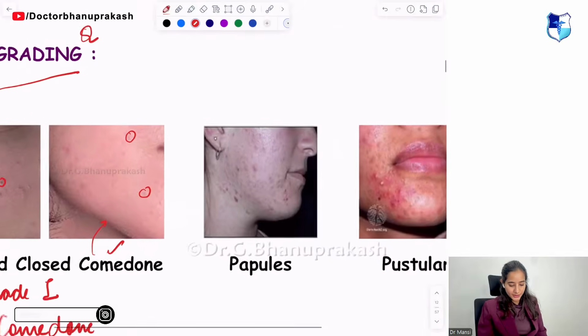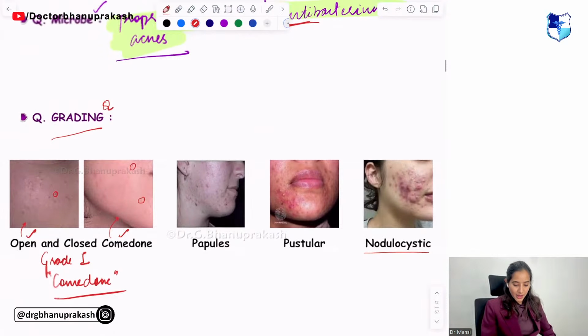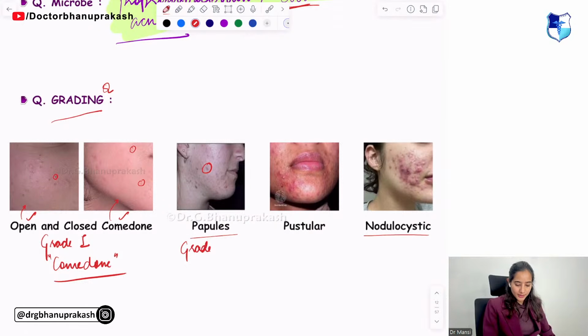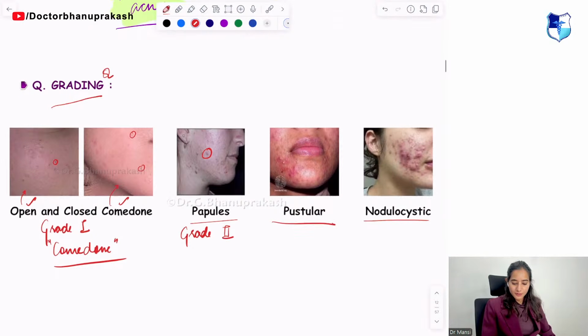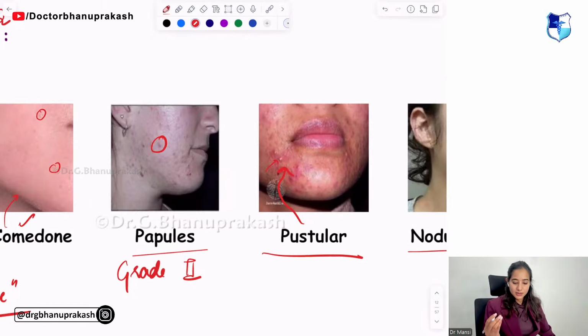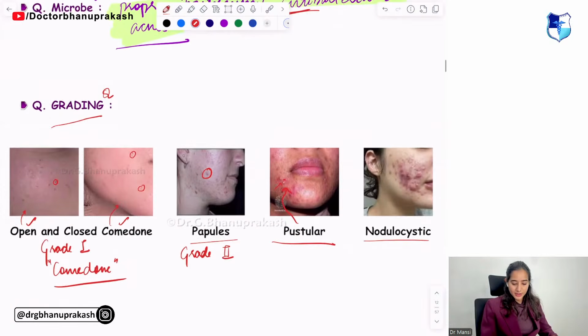Then we have grade 2 acne, which has more lesions like papules, as you can see. And this is grade 2 acne. Then we have pustular acne, where you can also see that the acne has certain erythema, and there is a pus-like yellow thing which can be seen. So this is pustular acne, and it is grade 3. So you should be able to diagnose all three acne types on the basis of image. Image-based questions can come in the exam.